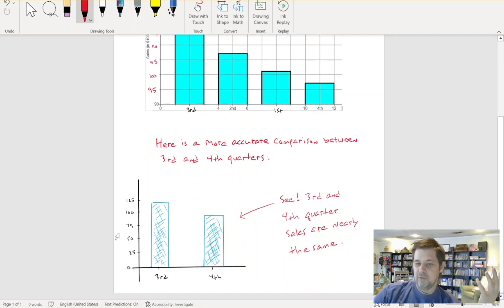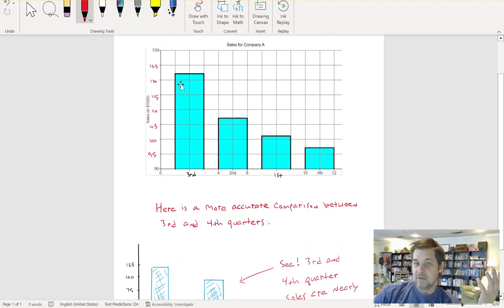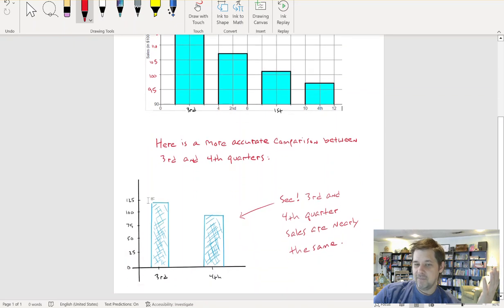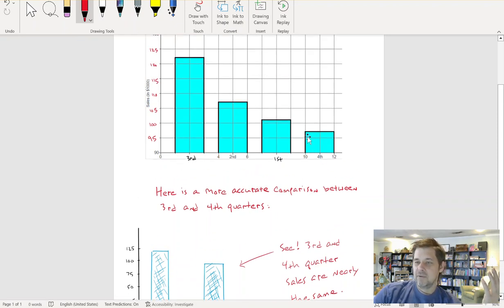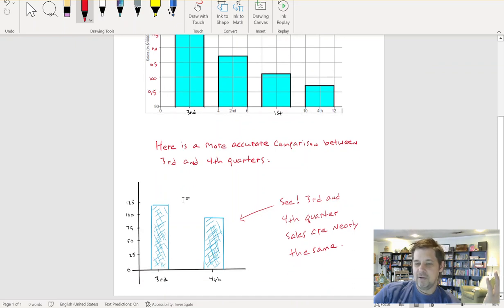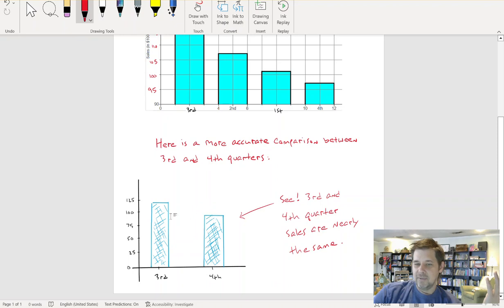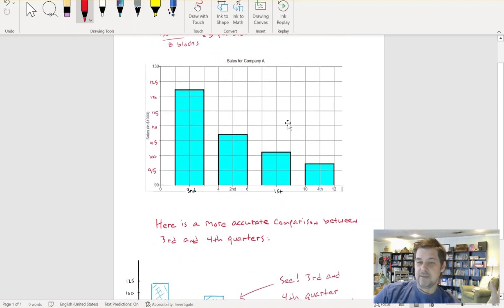So I drew another graph by hand, and I started at 0 and counted by 25s up to 125. The third quarter should be a little bit less than 125, so I drew it as best I could to be about 123 or so. There's third quarter sales. Fourth quarter sales look to be about 97, maybe midway between 95 and 100. So again, I drew it up to here, just under 100, and look, they're not that much different. Yes, that was really misleading, the way this graph was drawn.